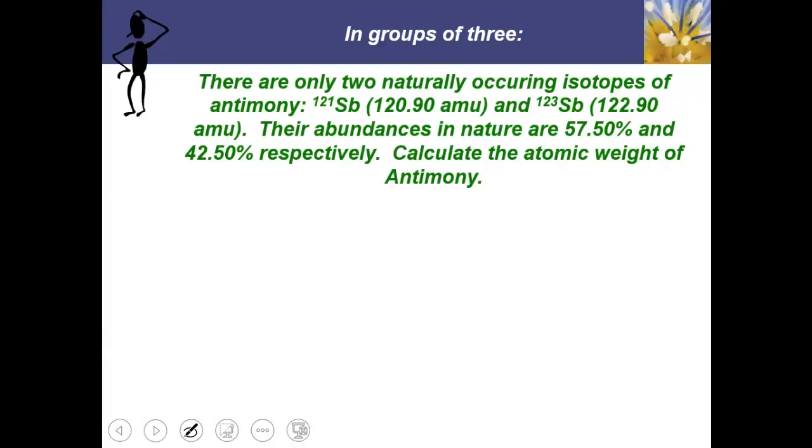So if we were to look at antimony here, there are 2 naturally occurring isotopes. So give us the mass of the isotopes and the abundances. Calculate the average atomic mass of antimony. Now, what we will find is that in taking our abundances, we are going to divide them by 100 to get the fractional decimal form, and multiply that abundance by the mass of the isotope.